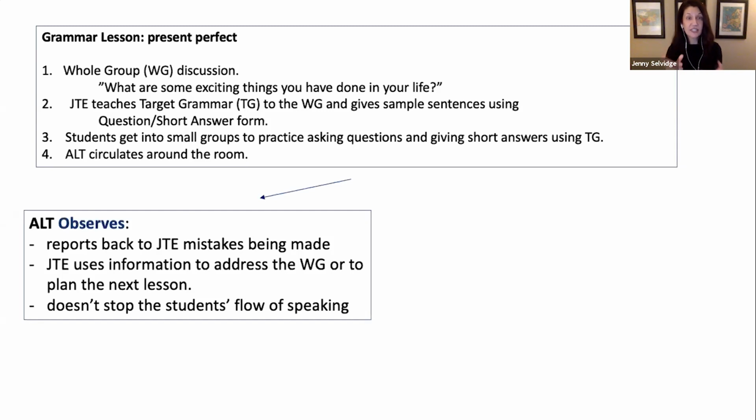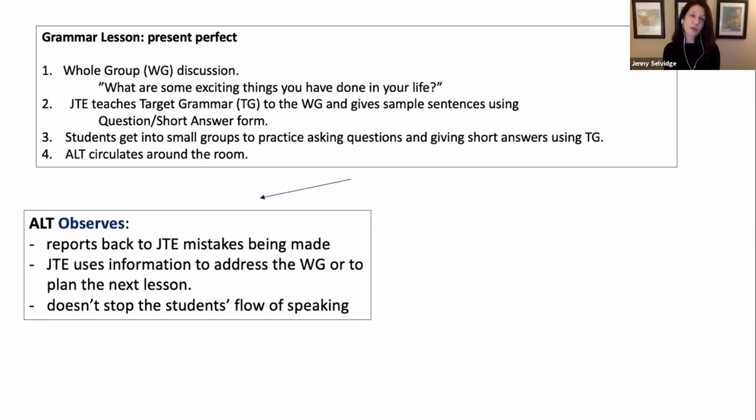If they're really understanding the question form, maybe they're getting a piece of the form wrong. Maybe they keep making the same mistakes. So you're kind of a little spy for the JTE, and you can make note of the mistakes the students are making and report back to the JTE. So you can just walk around them and maybe say, hey, they're really struggling with this. Then the JTE can use that information to address the whole group again.